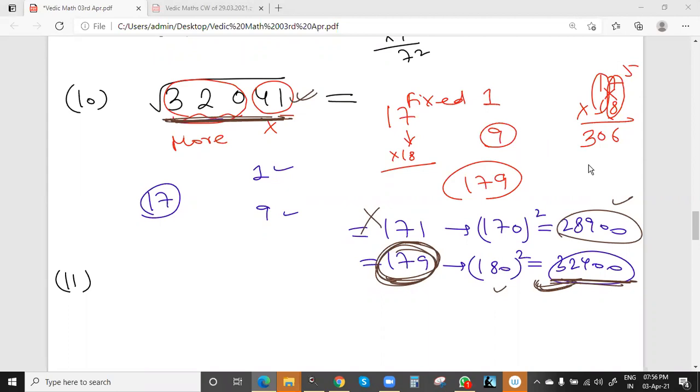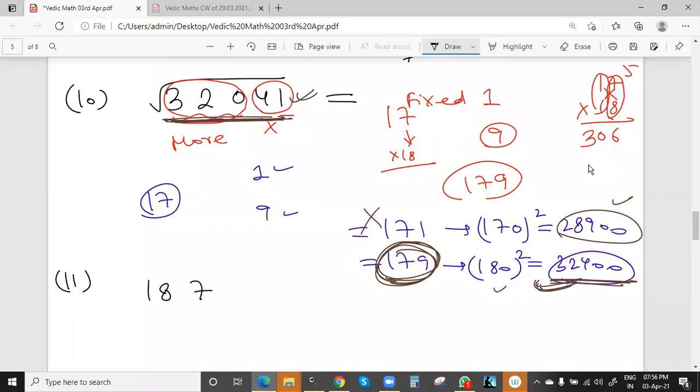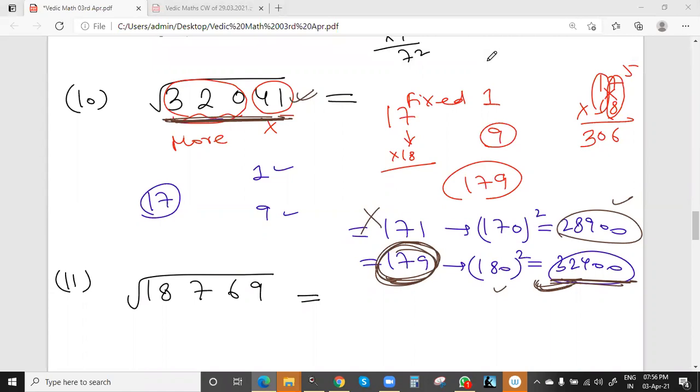See, 18769. 18769 is the value. 137. Fine. Others, please try. 137, no problem. We'll wait for another 30 seconds so that all students can solve this question.